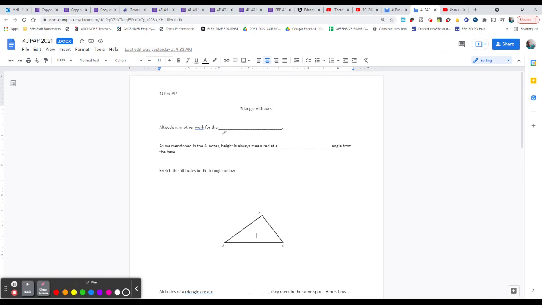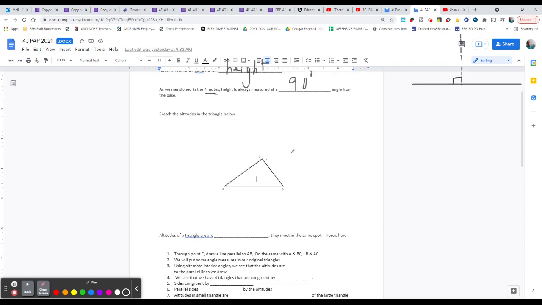Altitude is another word for height of a triangle. I know it says mentioned in the 4I notes. It's not. Height is always measured at a 90-degree angle from the base. Whenever I have a line and I want to find the height to the top, I always measure height at a 90-degree angle. Think of when you go to the doctor and they measure your height. They measure at a 90-degree angle to make you stand straight up. So that's that. I'm going to go in GeoGebra and show you guys real quick. You don't need to copy those down. I'm just going to show you the altitudes and what they kind of look like.